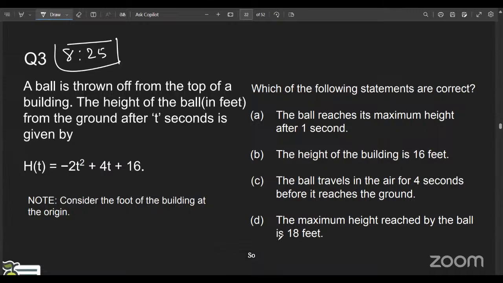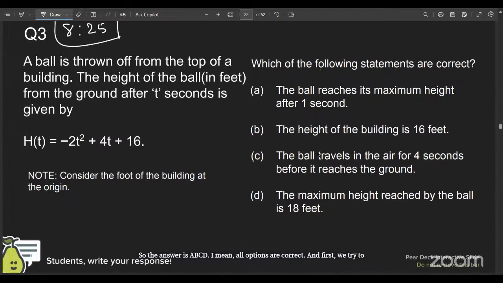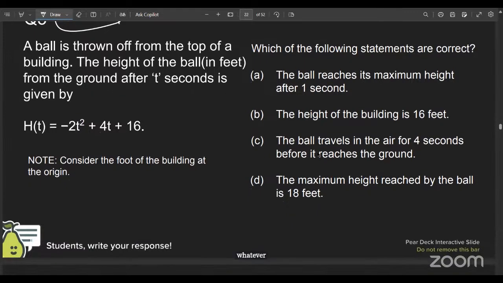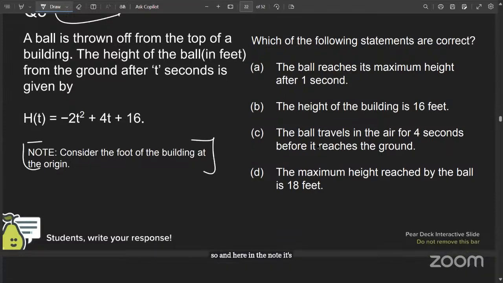Okay, so let's try to solve this question. Is that fine for you? Solve it now. Okay, so let's try to solve this one. The answer is A, B, C, D, I mean, all options are correct. First, we try to plot whatever information is given to us. It's given that a ball is thrown from the top of a building. And in the note, it's mentioned to consider the foot of the building at the origin.